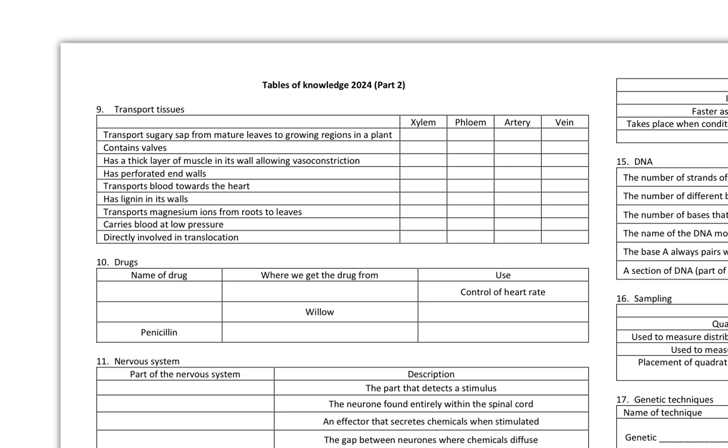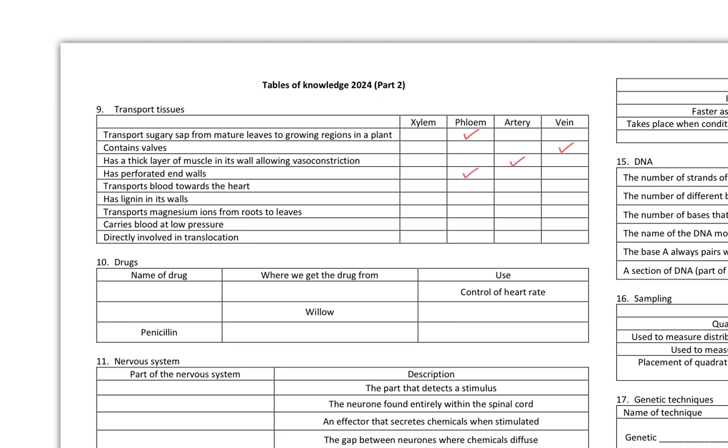So yeah, first one is transport tissues. I've got xylem, phloem, artery and vein. So transport sugary sap from mature leaves. Well, that's the job of the phloem. Contains valves. Well, veins contain valves. Has a thick layer of muscle in its wall allowing vasoconstriction. That's an artery.